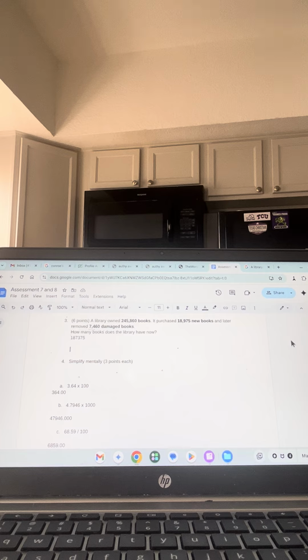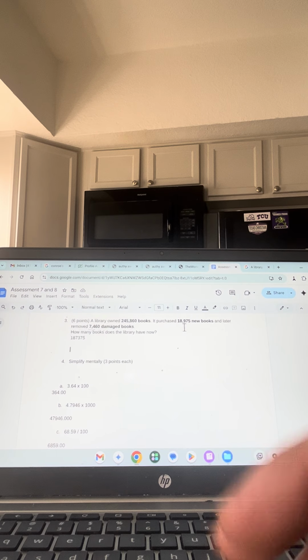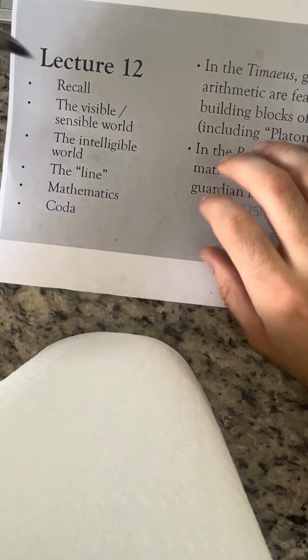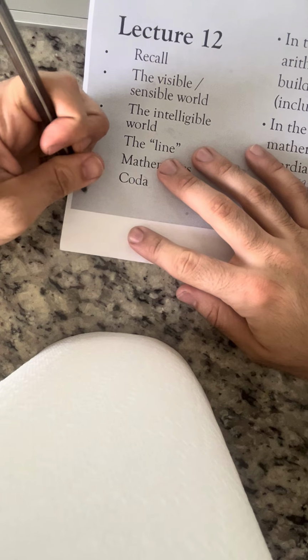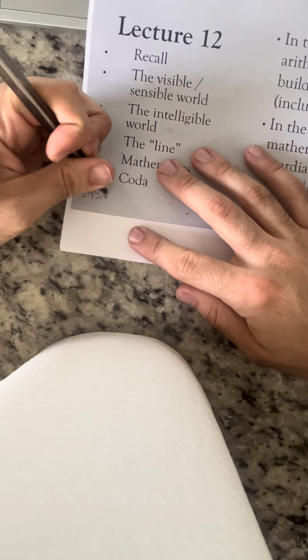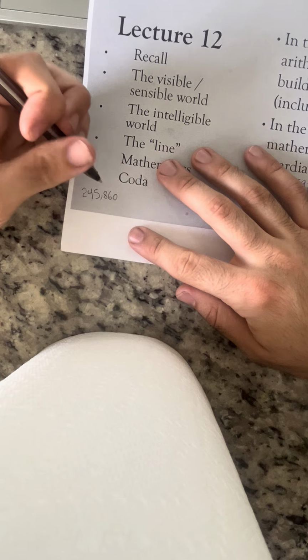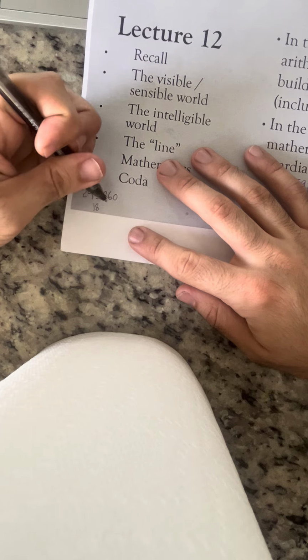18,975 books. So after it bought 18,975 books, you add that to 245,860, because that's now how many it has. Whatever 245,860 plus 18,975 is. And let's do that. And then it removed 7,460 books. So here's how many it had initially: 245,860. It purchased 18,975 books.